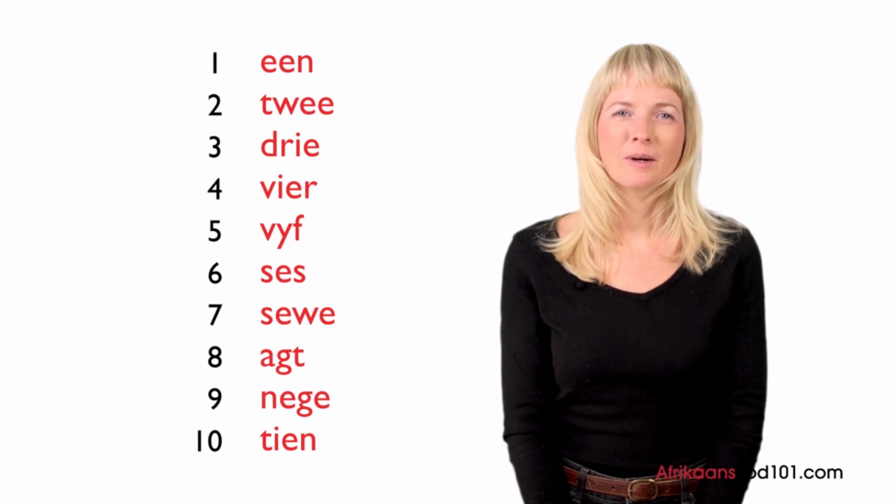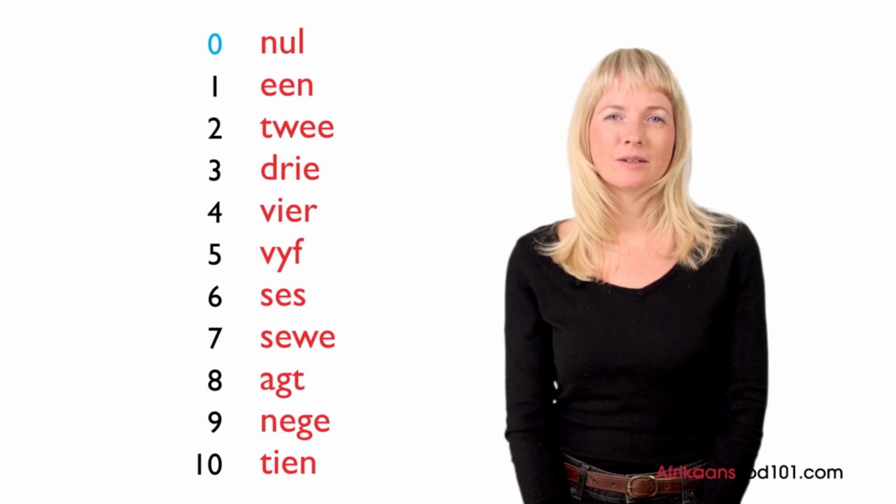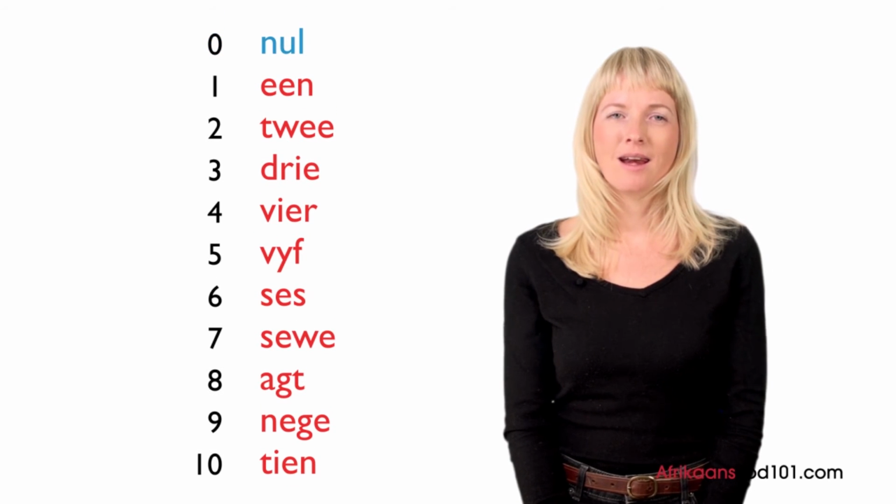Great job! What is before een, do you know? The Afrikaans word for 0 is nul. Nul. Now you don't have any more excuses. You can give your friends your cell phone number in Afrikaans.